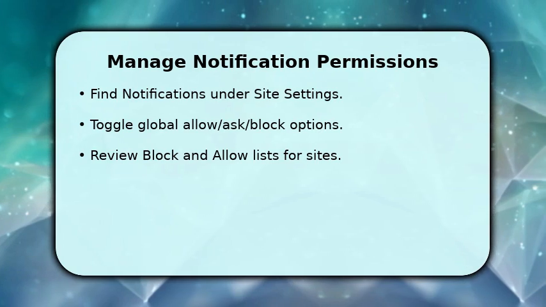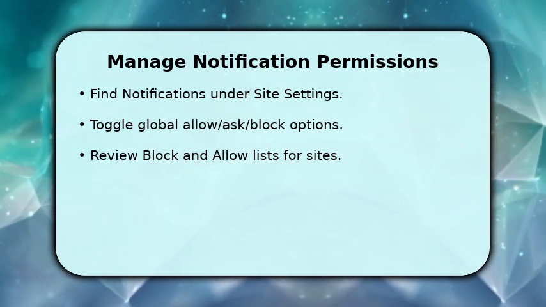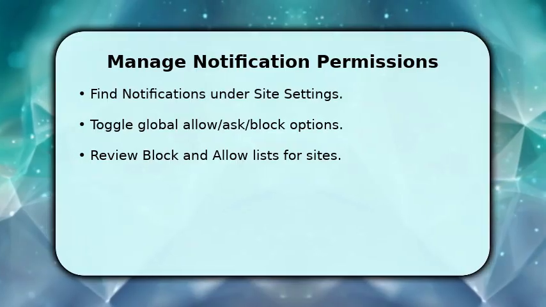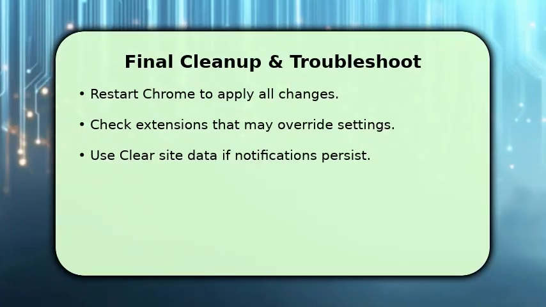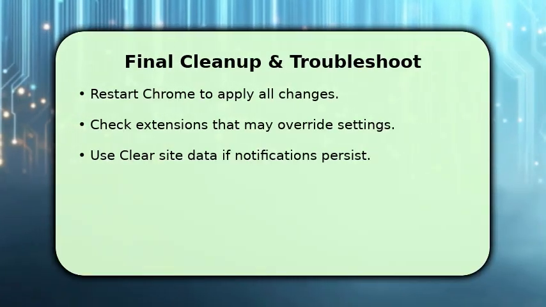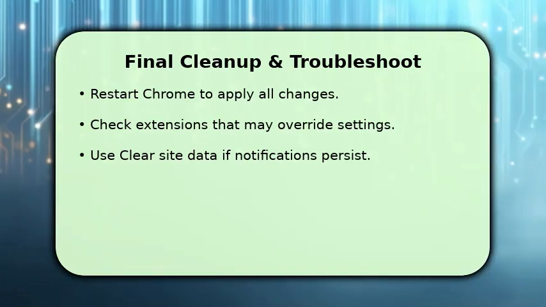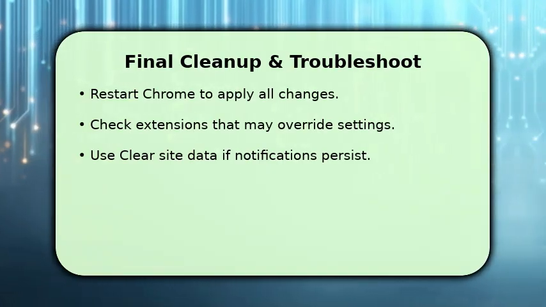You finish by restarting Chrome so changes take effect and you can verify behavior. Relaunching clears transient states. If notifications persist, inspect extensions. Some manage alerts and can override Chrome settings, so disable or remove suspect extensions.